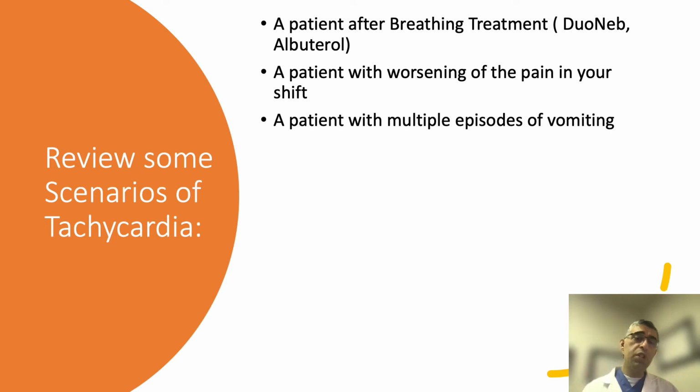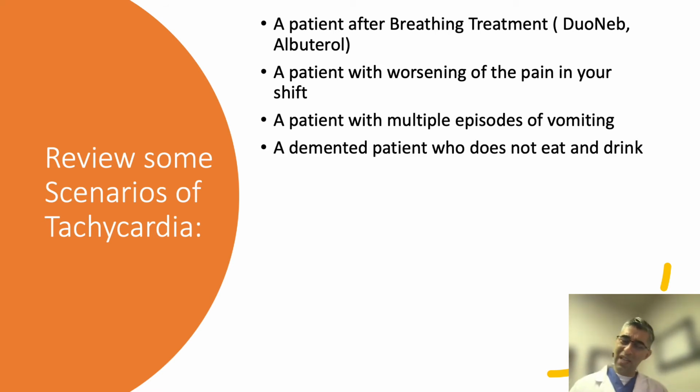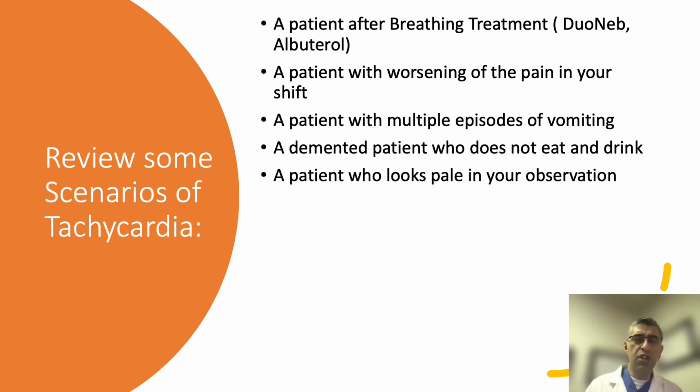A patient had multiple episodes of vomiting. What is that? Dehydration, volume depletion. And that can tell you that, okay, it was reported last night the patient had vomiting, this morning had vomiting, at noon he had vomiting, and now in my shift at night, the patient has a very elevated heart rate. I know the answer. The problem is volume depletion. And that's going to be another scenario, a similar scenario: a patient who is demented, not able to eat and drink, is volume depleted. That's why the heart rate can go faster. A patient looks pale.